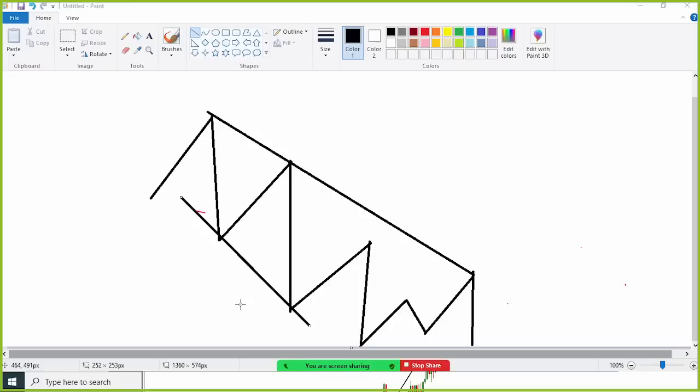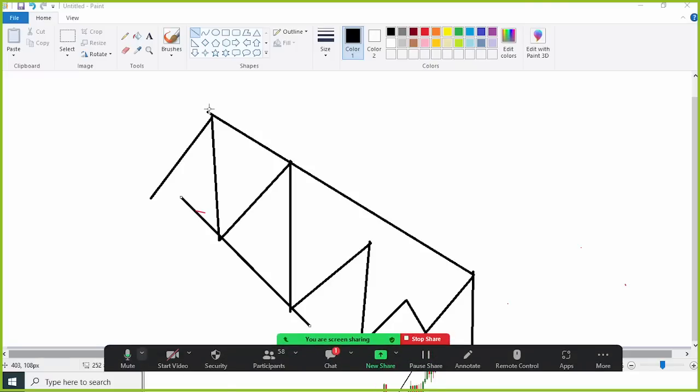Let's also note this down. Trend lines connect significant lows in an uptrend, and they connect significant highs in a downtrend. This is very simple. I'll still use this diagram to explain. We are saying that trend lines connect significant lows in an uptrend.